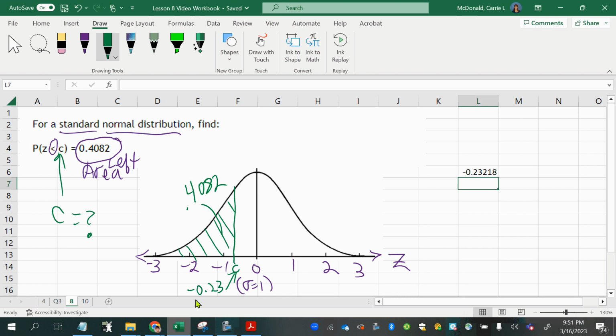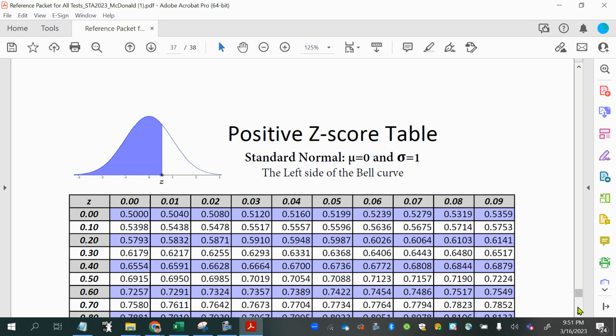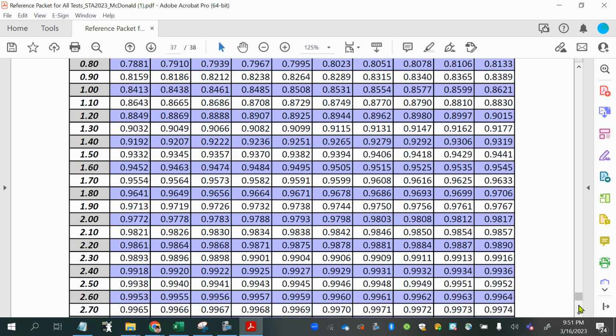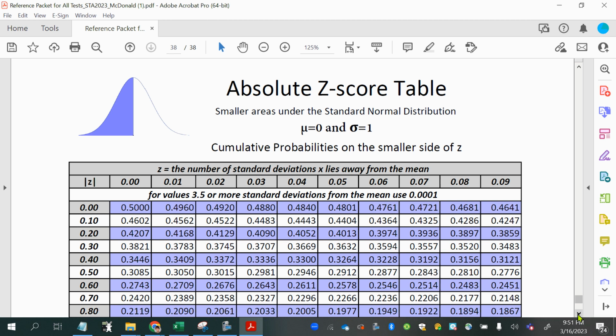It's also worth showing how to use the absolute value z-score table. The negative z-score table and the positive z-score table are set up to show you areas to the left of a boundary, but the absolute value z-score table has areas in the body that represent the smaller shaded side of the total area under the curve being cut by a boundary. So it's always the smaller side you're getting out of this.